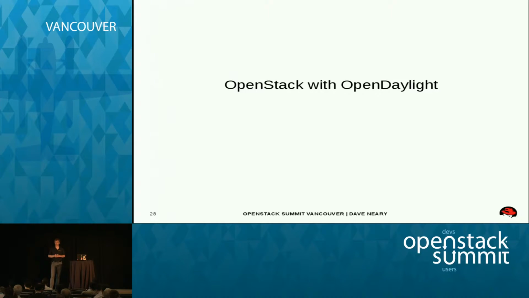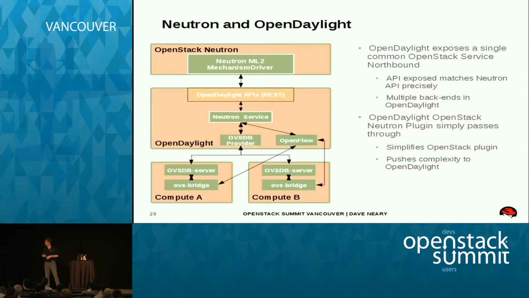I hope so. How does it work if you swap out ML2 and you put in OpenDaylight in its place? Well, first things first, how does Neutron talk to OpenDaylight? Well, we've got a single endpoint. So there's a common service northbound endpoint, which is configured as the API connection point when you do the mechanism. We'll see how that works a little bit later.